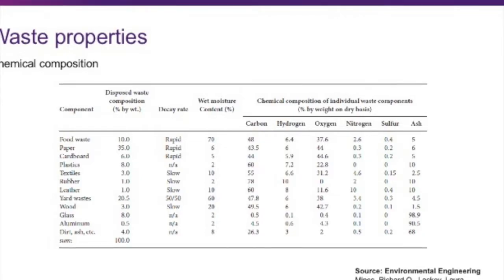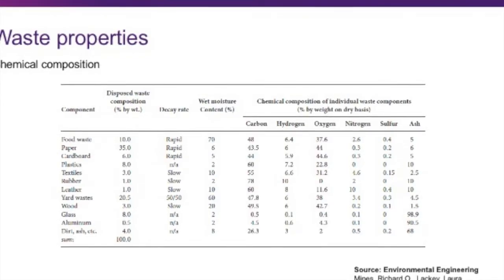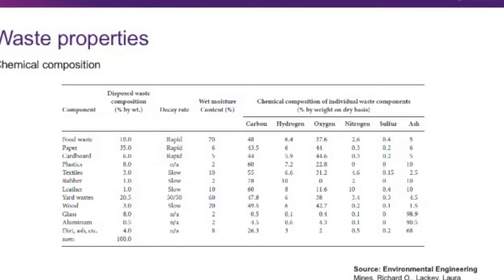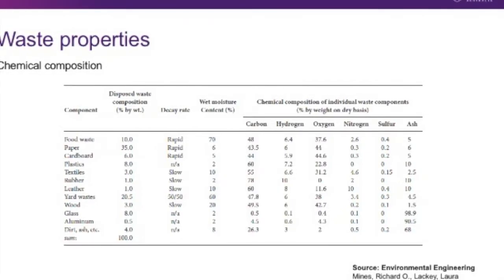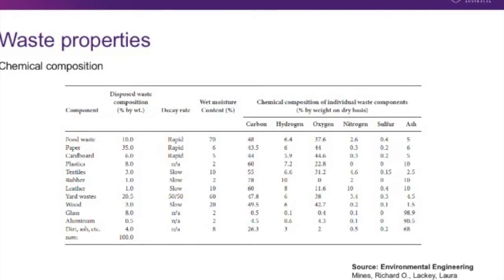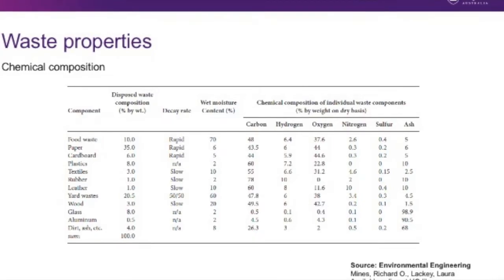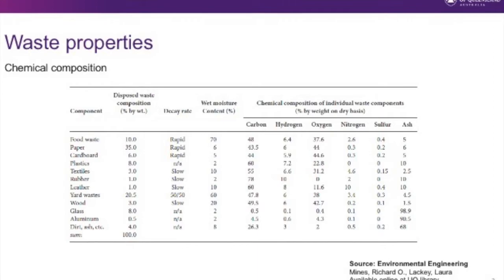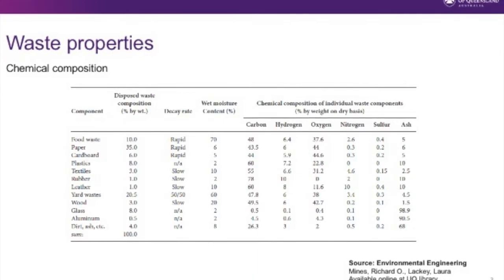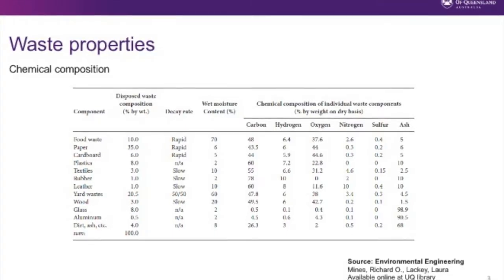The most common ones are municipal solid waste, which are food waste, paper, cardboard, plastics, textiles. And this is the disposed waste composition, decay rate, waste moisture content, and chemical composition of individual waste components. Why do we need to know decay rate? Decay rate means the velocity of degradation, biological degradation of the material.